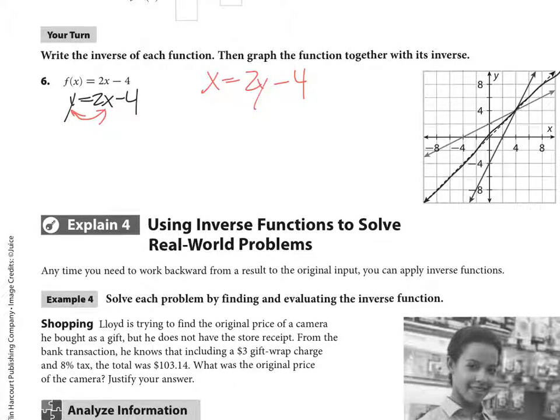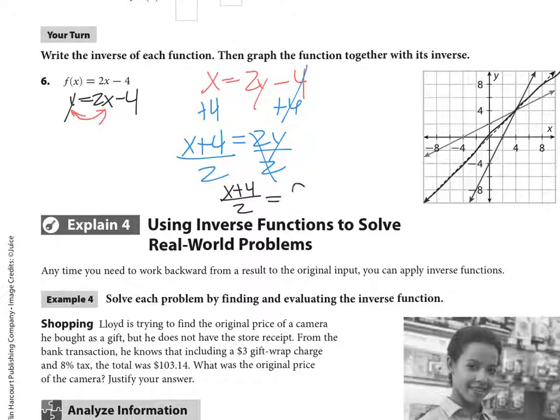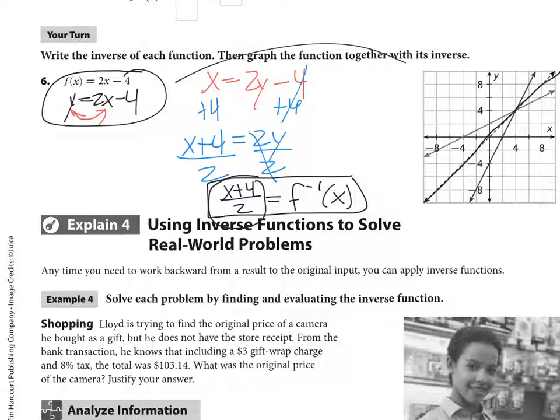So now I add 4 to both sides. So I get x plus 4 equals 2 times y. Divide everything by 2. And then again, I always use this notation, and it's good to go ahead and learn it because it'll help you in Algebra 2: equals f inverse of x, and there's your inverse function. And then if you graph this, and you graph this, then that's where that graph comes from.